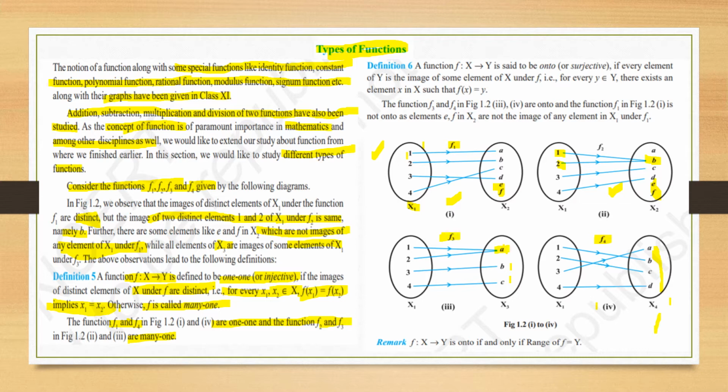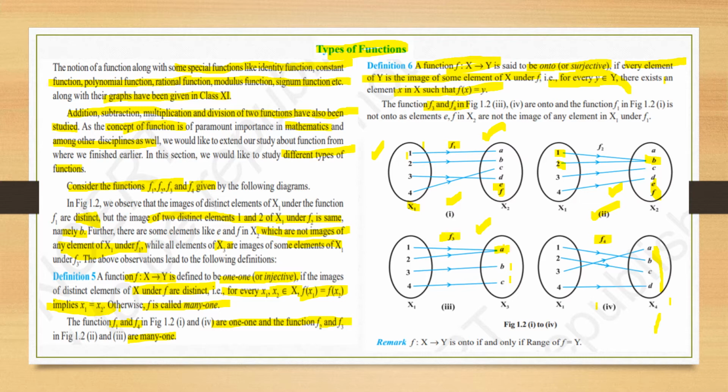Okay, so definition number 6: a function f mapping from x to y is said to be surjective or onto, okay, if every element of y is an image of some element of x under f. That is, for every y belonging to y, right? For an onto function we have to see the second set. For every y belonging to y, there exists an element x in x such that f of x is equal to y, right? So see from here, the functions f3 and f4 are onto.